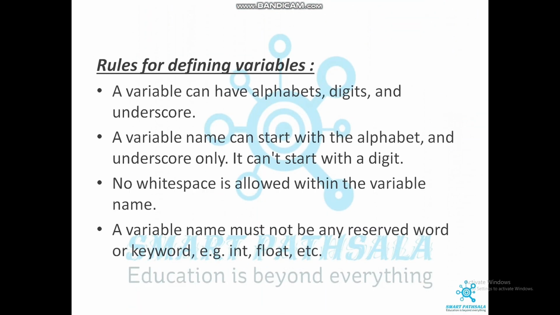Next, rules for defining variables. A variable can have alphabets, digits and underscore. A variable name can start with an alphabet or underscore only. It cannot start with a digit. We will have to always remember that a variable name starts with only an alphabet or underscore. Next, no white space is allowed within the variable name. A variable name must not be any reserved word or keyword like integer, float, character, etc.